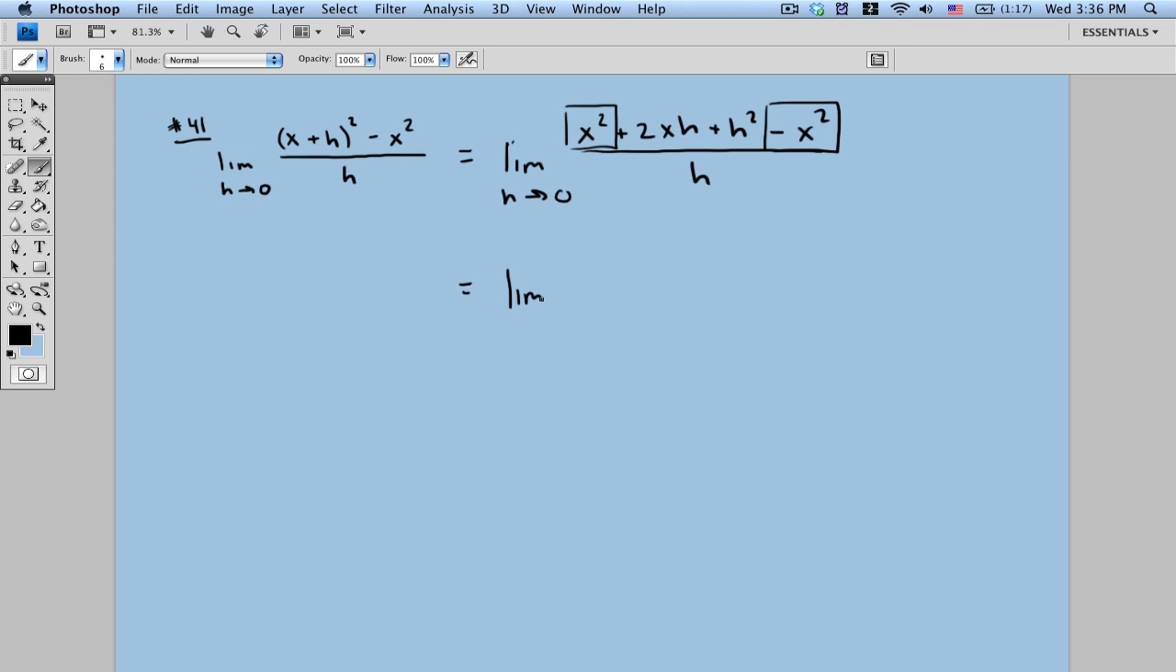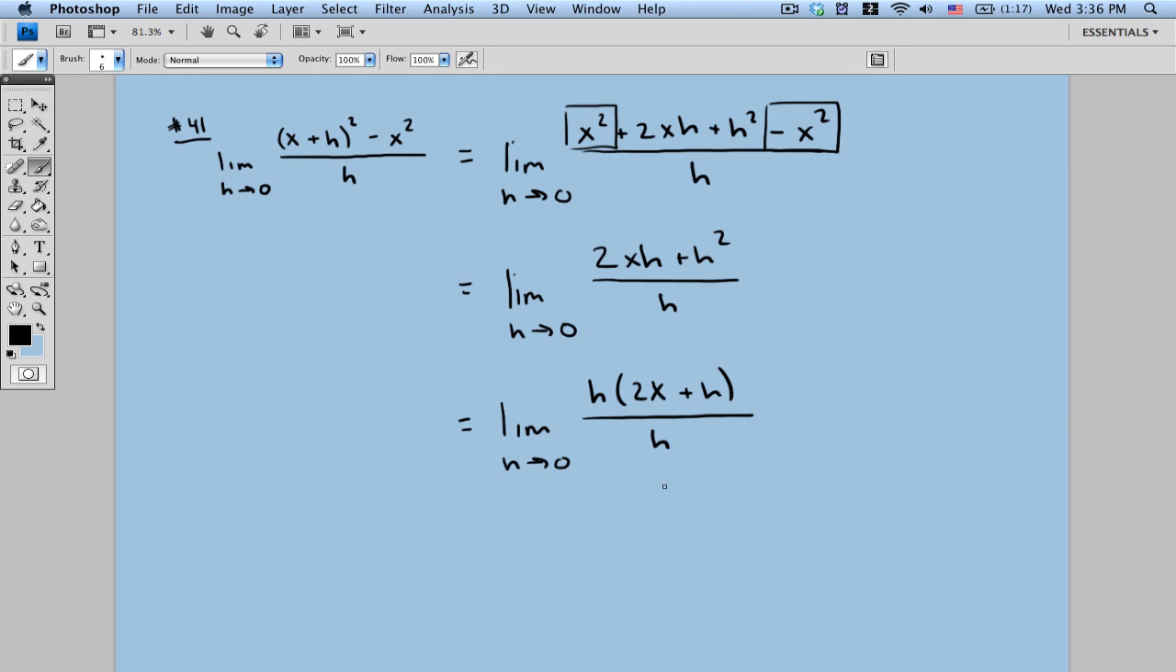And so what we end up with is, again, the limit as h goes to 0, and now on top we just have 2xh plus h squared. On the bottom we've got h. There's an h conveniently in each of these two terms, so we can factor that out and then cancel. So when you factor it out, you'll get 2x plus h, and this is all over h. When you do something like this, just double check for yourself. If I multiply this h through here, do I get what I had up here? I do, so that means we did it correctly.